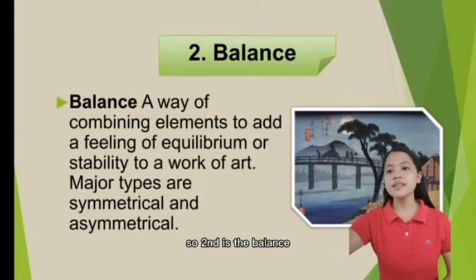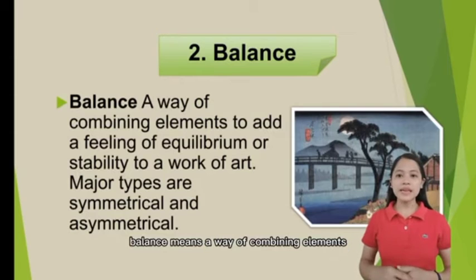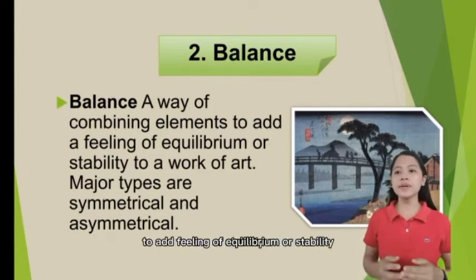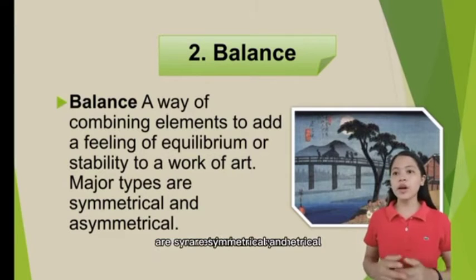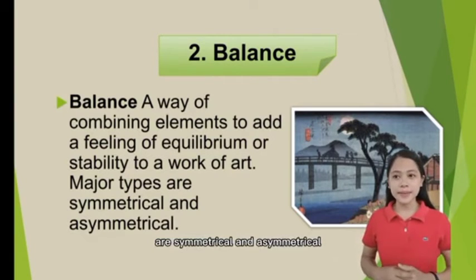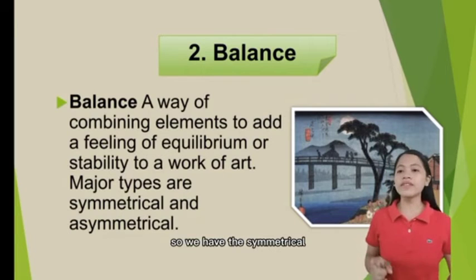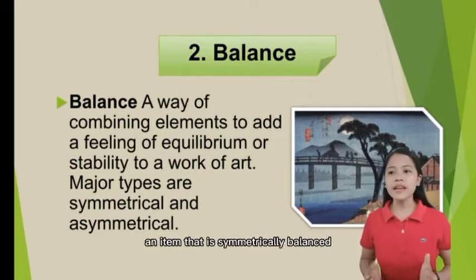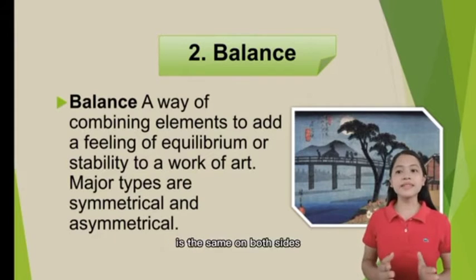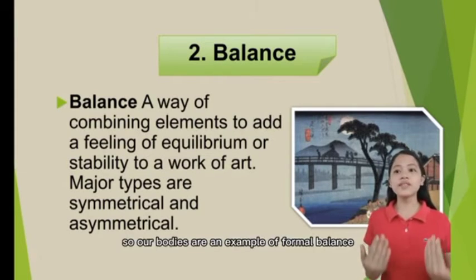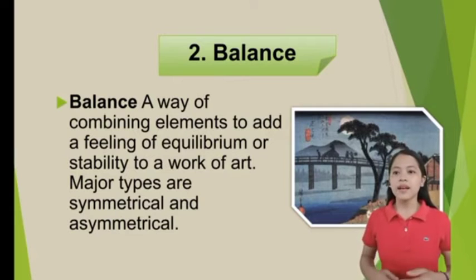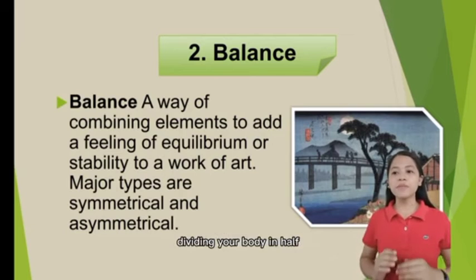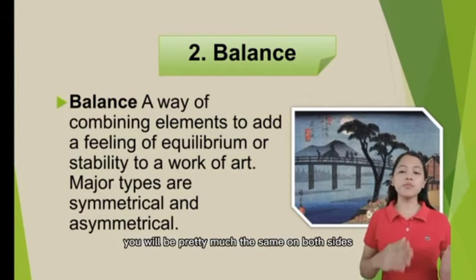So second is the balance. Balance means a way of combining elements to add feeling of equilibrium or stability to a work of art. Major types are symmetrical and asymmetrical. So we have the symmetrical, or what we call formal balance. It is the simplest kind. An item that is symmetrically balanced is the same on both sides. So our bodies are an example of formal balance. If you draw an imaginary line from your head to your toes, dividing your body in half, you will be pretty much the same on both sides.